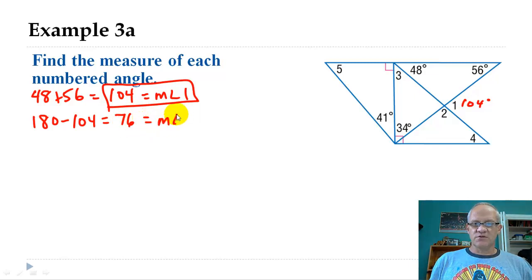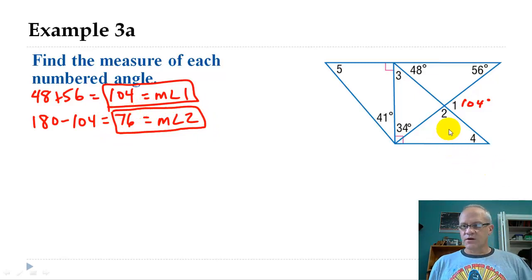76. So the measure of angle 2 is 76. All right, I'm going to write that one in there. So we have that one to refer to, 76 degrees. So far okay? Getting this? Okay, let's move on.